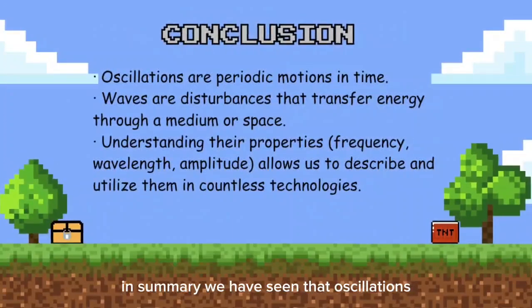In summary, we have seen that oscillations are repetitive motions in time, governed by period, frequency, and simple harmonic motion. And waves are how energy travels through space, characterized by their wavelength, amplitude, and speed, and can be transverse or longitudinal.